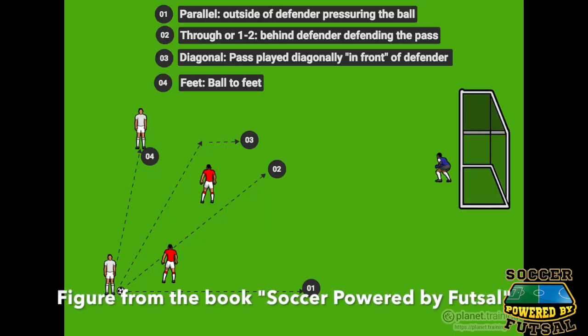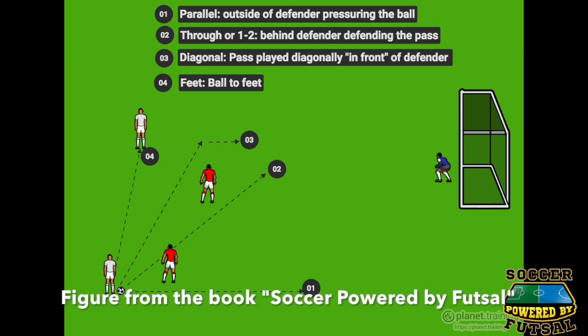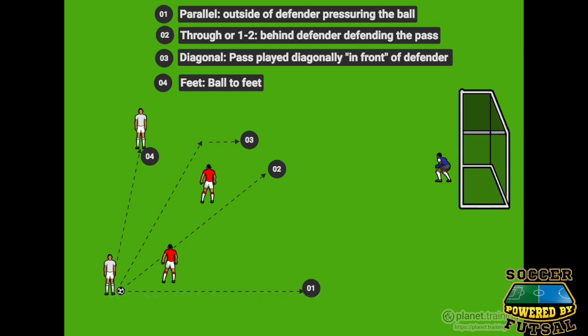Let's have a look at this figure from the book Soccer Powered by Futsal. You can see four kinds of passes in the same scenario. Number one is a parallel, outside of the defender pressuring the ball. Number two can be a through ball or a 1-2. The pass is made behind the defender. Number three is a diagonal ball. It's a penetrating pass, even though played in front of a defender. And number four is a pass to feet.